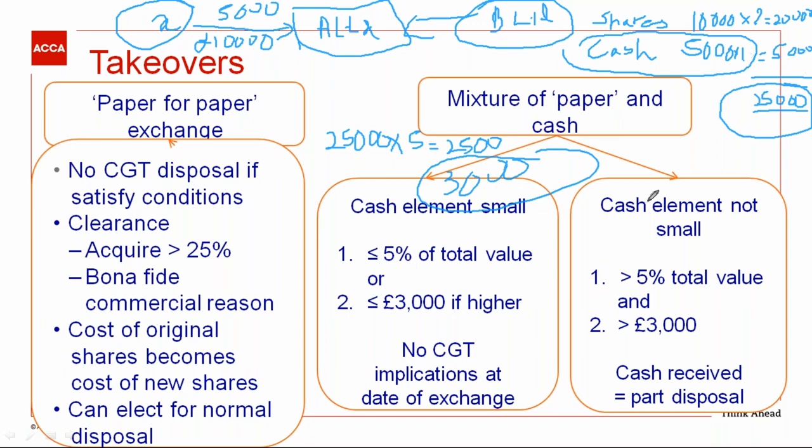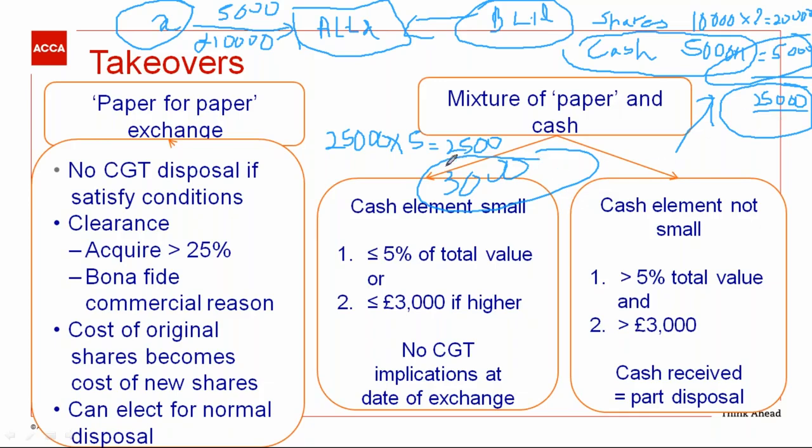Then a question arises, cash received is £5,000, but what is the cost that you have to deduct from this £5,000? What is the cost attributable to this £5,000? In that case, you need to do a part disposal computation.